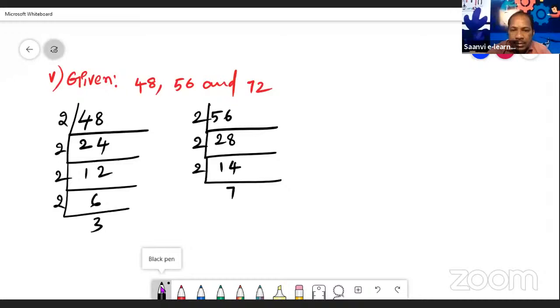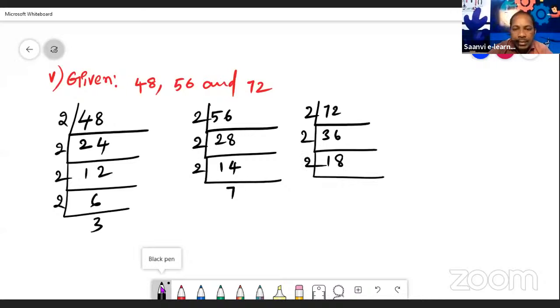And next, take the next number 72 and factorize it. Okay, 2 3s are 6, and one more, 2 6s are 12. Again two table possible, 2 1s are 2, 2 8s are 16. Again two table, 2 9s are 18. Now two table is not possible, three table is possible. 3 3s are 9. See at last the prime number we have got is 3, so we cannot continue this process. So stop there.